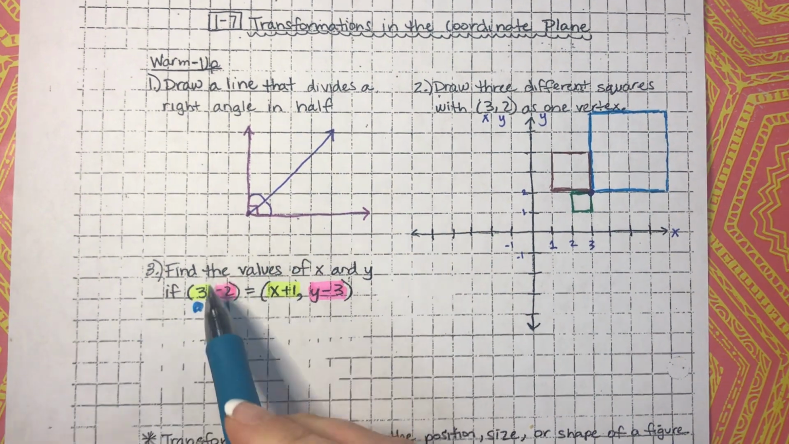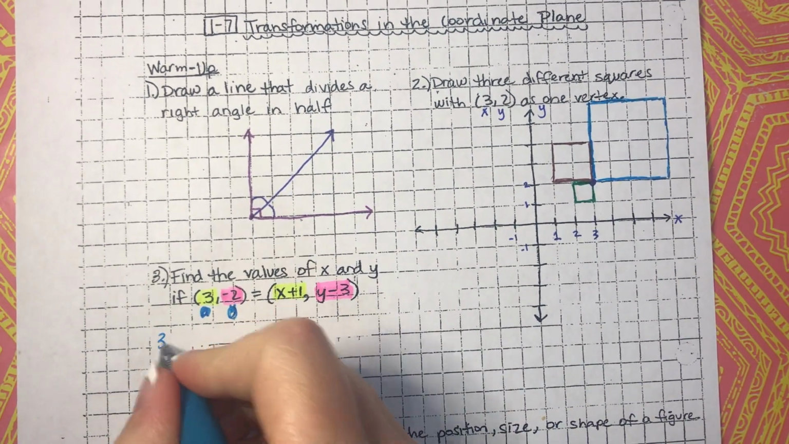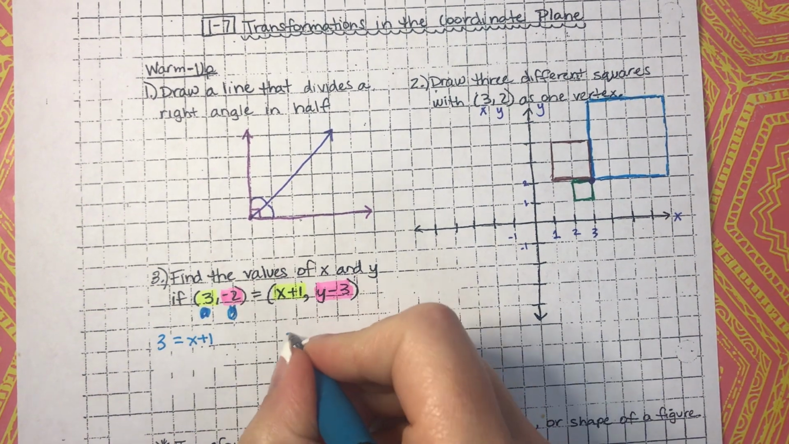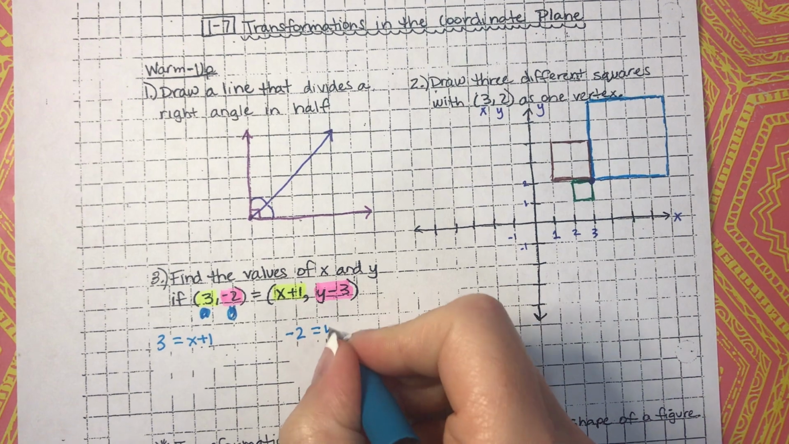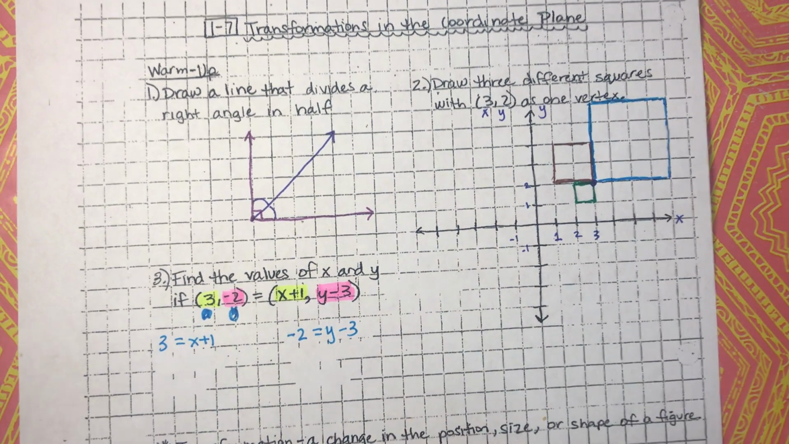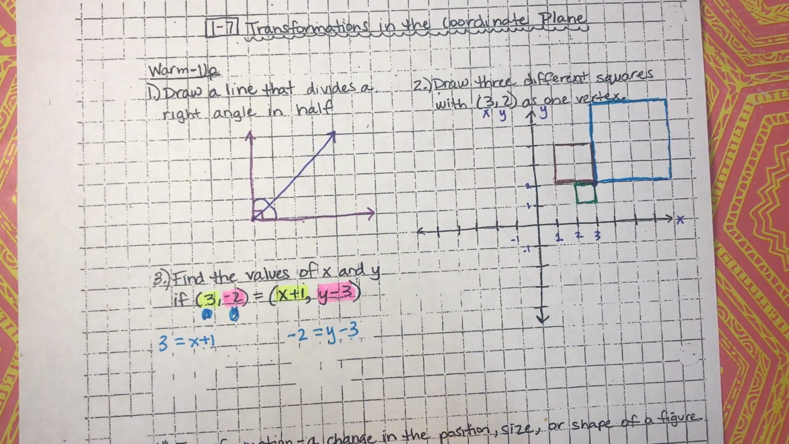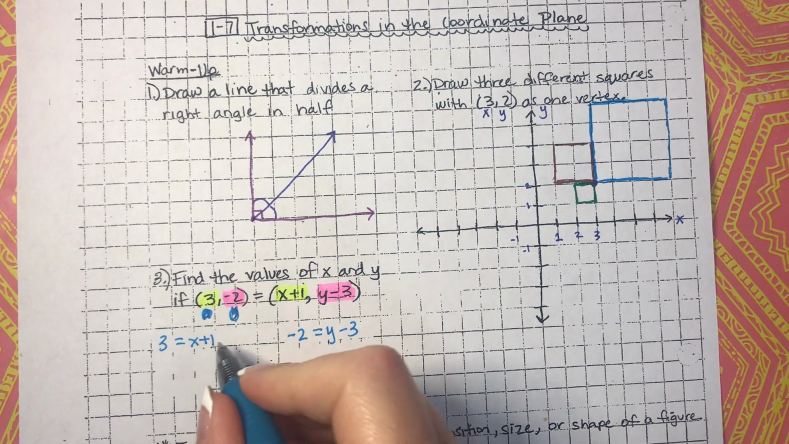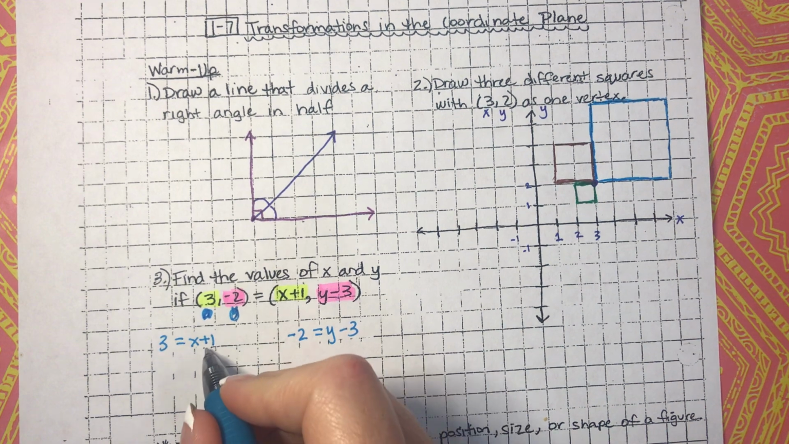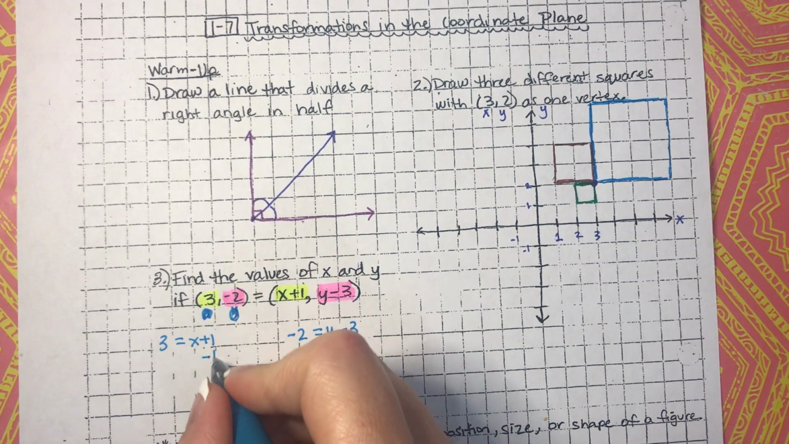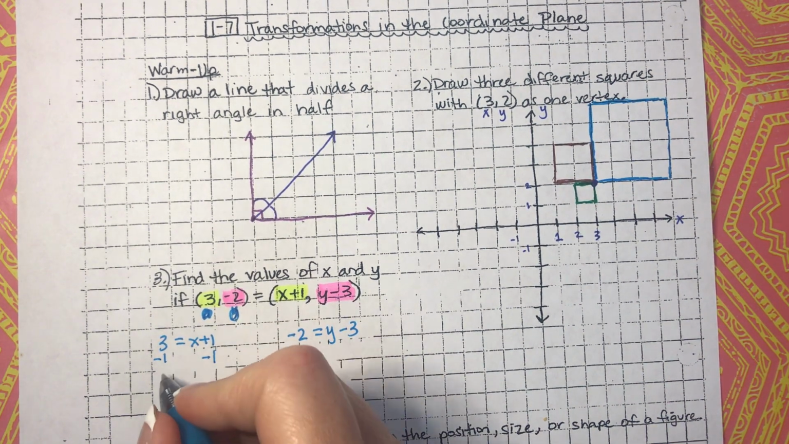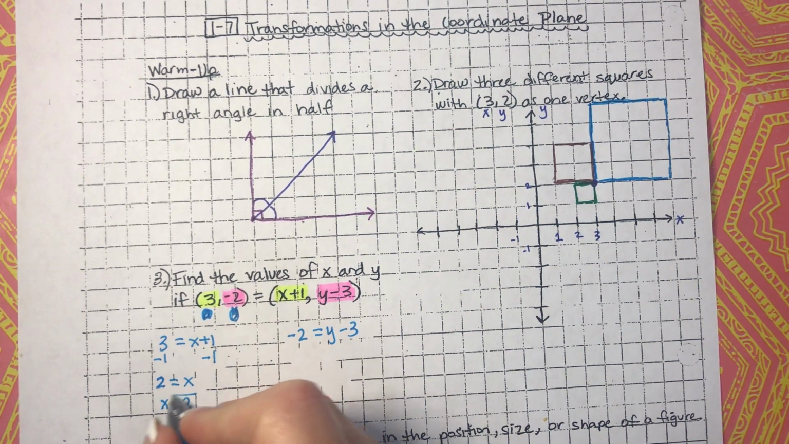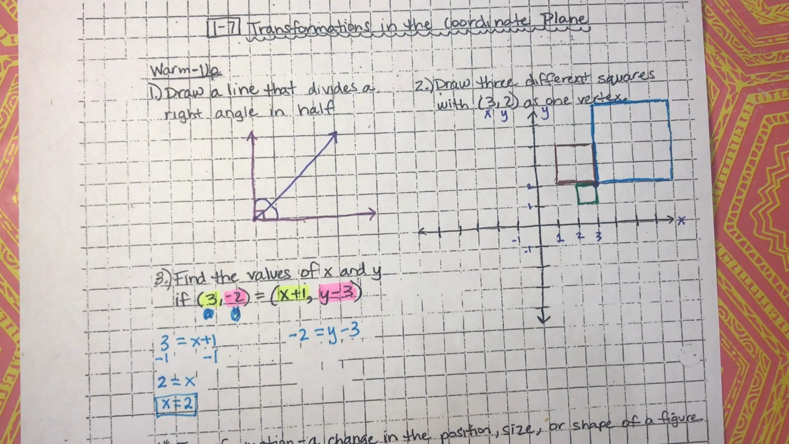So what that means is that we have 2 equations. 3 equals X plus 1, and negative 2 equals Y minus 3. So we're just going to use our algebra. We would try to solve for x. We're going to use the inverse operation to get it by itself, and the inverse operation of addition is subtraction to both sides. 3 minus 1 is 2 equals x, and then I'm going to use the symmetric property of equality. So x equals 2.